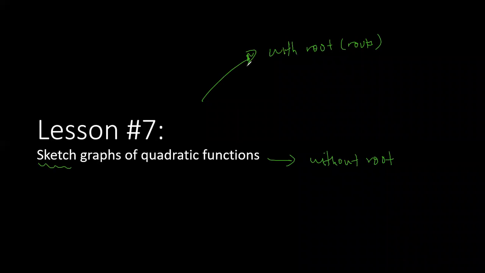To sketch the graph of a quadratic function, basically we have two methods. One, we use the factorization method. Another one, we call it completing the square. So we have two types of methods: the factorization method, and the completing the square method.